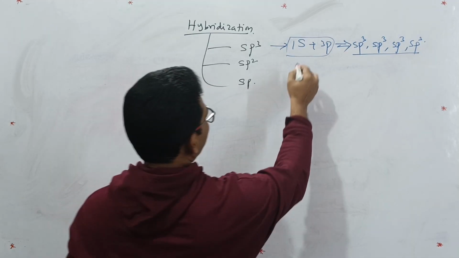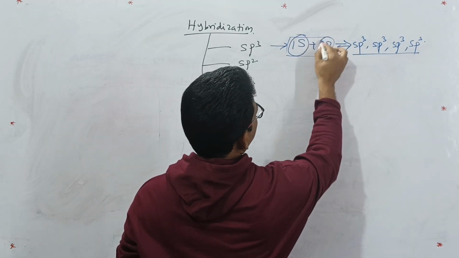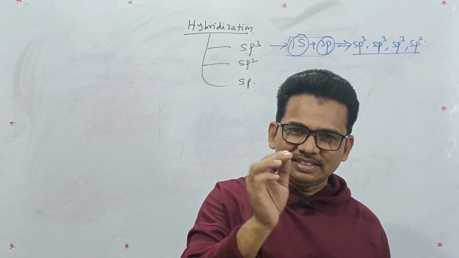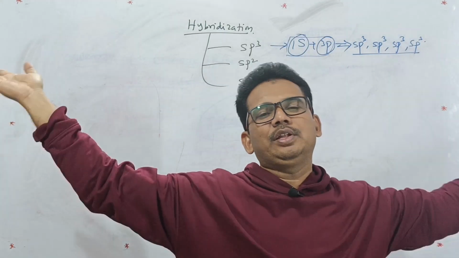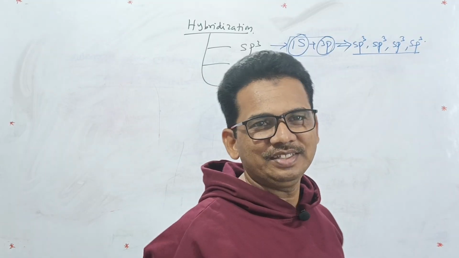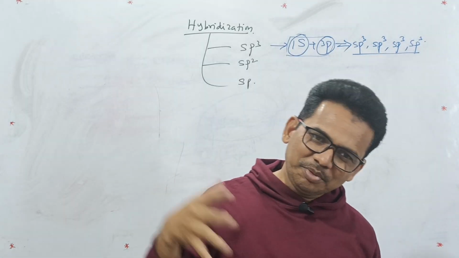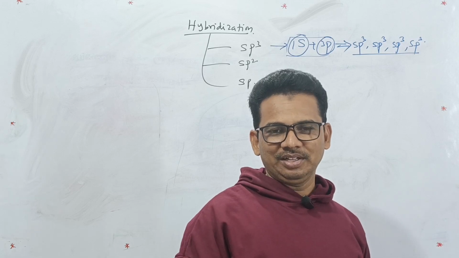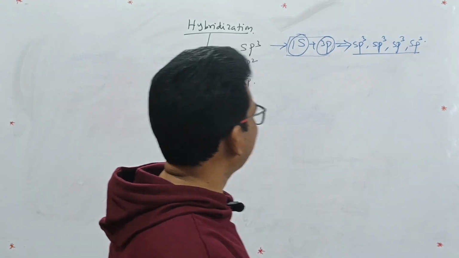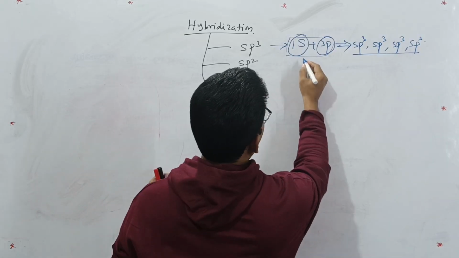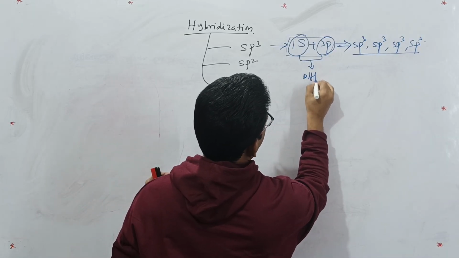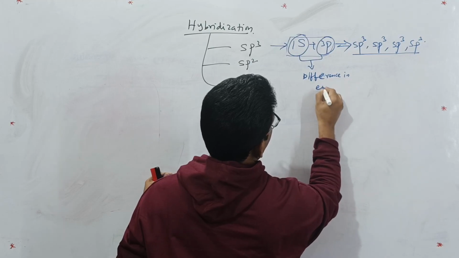But initially s has a different energy and p has a different energy. Different energy means a little difference is there. Don't think they have a huge difference; it is not like that. There is a very small difference, and only then are they going to mix together. If there is a large difference, it is very difficult to mix them together. So they have a difference in energy.